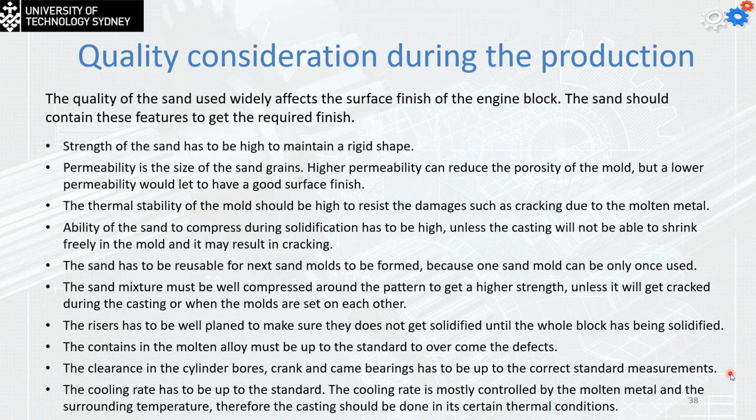Some of the quality considerations we need to worry about during the production process are: the strength of the sand has to be high to maintain the rigid shape. Otherwise, when I pour the metal, it will collapse. We need to have good permeability, which is decided by the size of the sand grain. We said that permeability reduces the porosity of the mold, but the lower permeability will let the process have a good surface finish. The thermal stability of the mold should be high to resist damage such as cracking due to the high temperature of the molten metal.